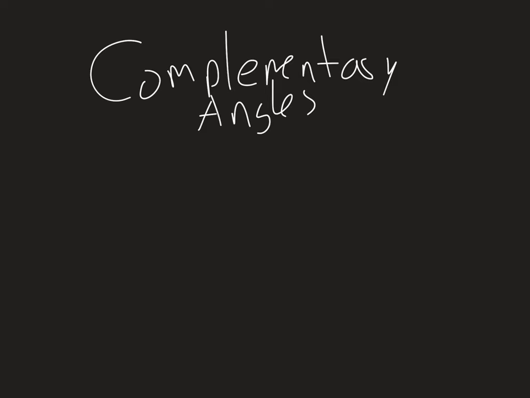In this video, we'll talk about angle pairs, and this will be the first part of a small series about angle pairs, as there are many to talk about. So the first angle pair that we'll talk about will be complementary angles. Complementary angles are angles that add up to 90 degrees.